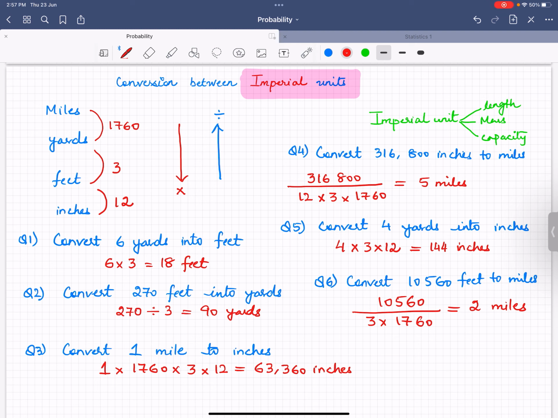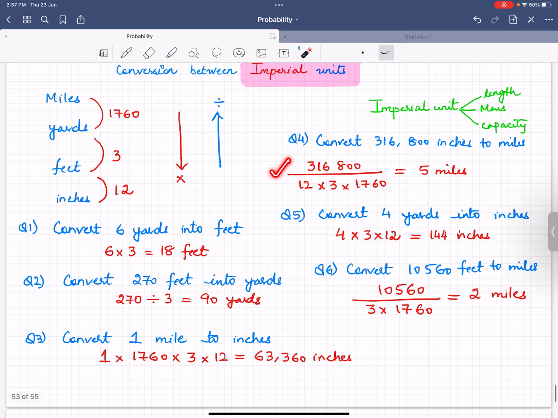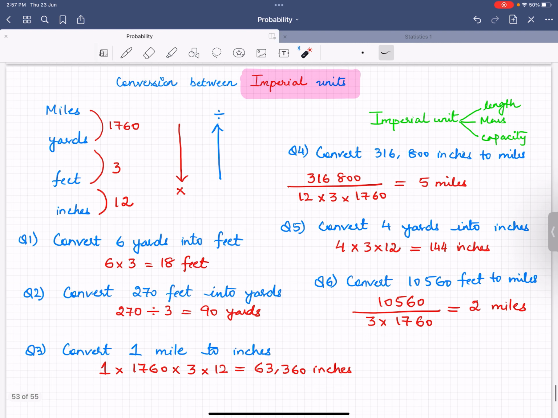So this is the way we do conversion of units, imperial units of length. When the numbers are extremely large, we can use calculators. As we saw here in some questions, the numbers were large. So we can use calculators, but we can also cross-check by doing manual calculation. So for the students who are not allowed to use calculators, you can do manual calculation and then use calculator to cross-check your answer.